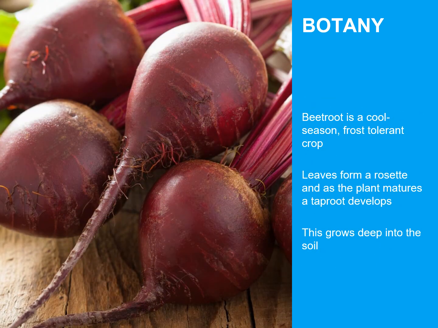So beetroot is a cool season frost tolerant crop. Its leaves form a rosette structure, and as the plant matures, a taproot develops. So it takes on this bulbous structure, and then the taproot grows down deep into the soil.